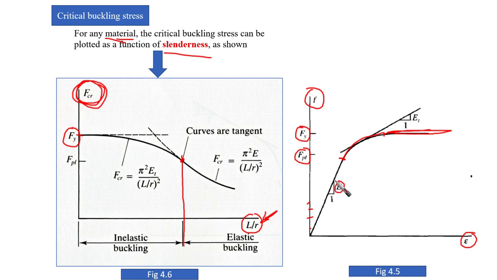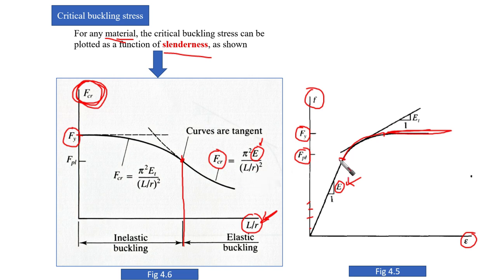And this equation is going to take into consideration E, as we have explained before. So our FCR in this case, which is the critical buckling stress, is going to be pi squared E. Take care of this: E is what? It is the slope of the linear part, over (L over R) to the power 2.